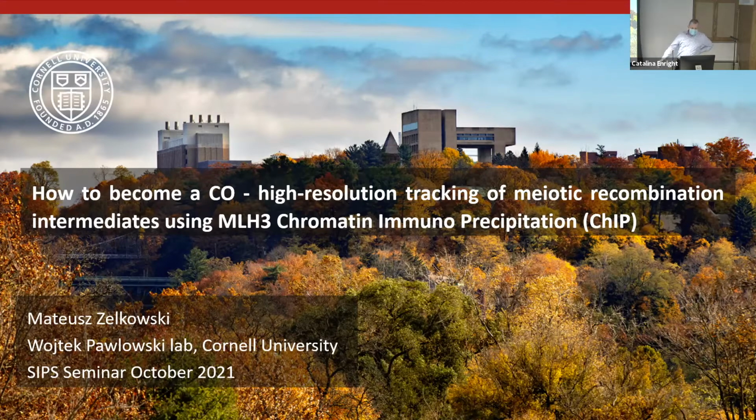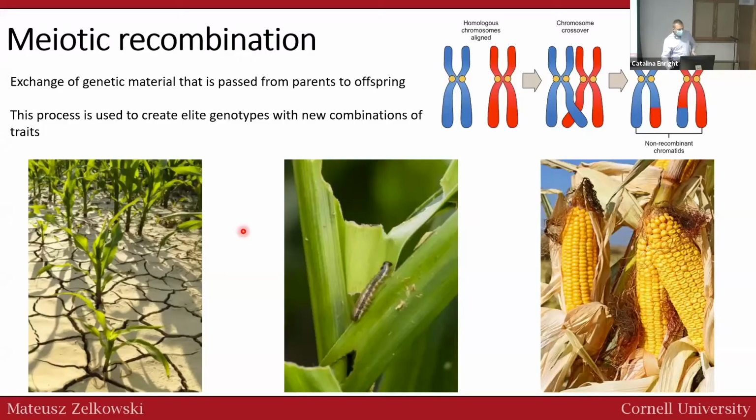Today I will tell you about meiotic recombination, how to track it and how to answer the question of how meiotic recombination works in maize. But before I go into the molecular part of it, I will tell you what meiotic recombination is. It's a process of genetic material exchange in parents, which is passed on to the offspring.